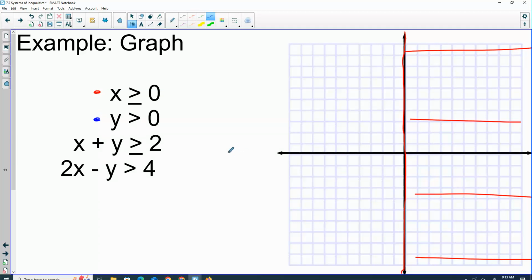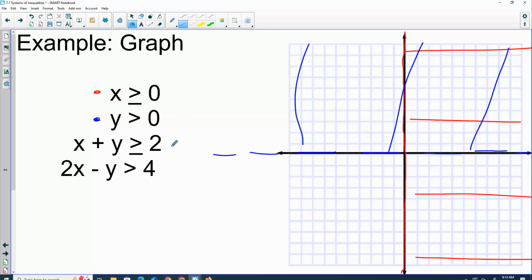So y equals 0 is the x-axis. No equal to, so dashed line. Greater than, so it's above. So far, what's my overlap? Yeah, just that first quadrant.